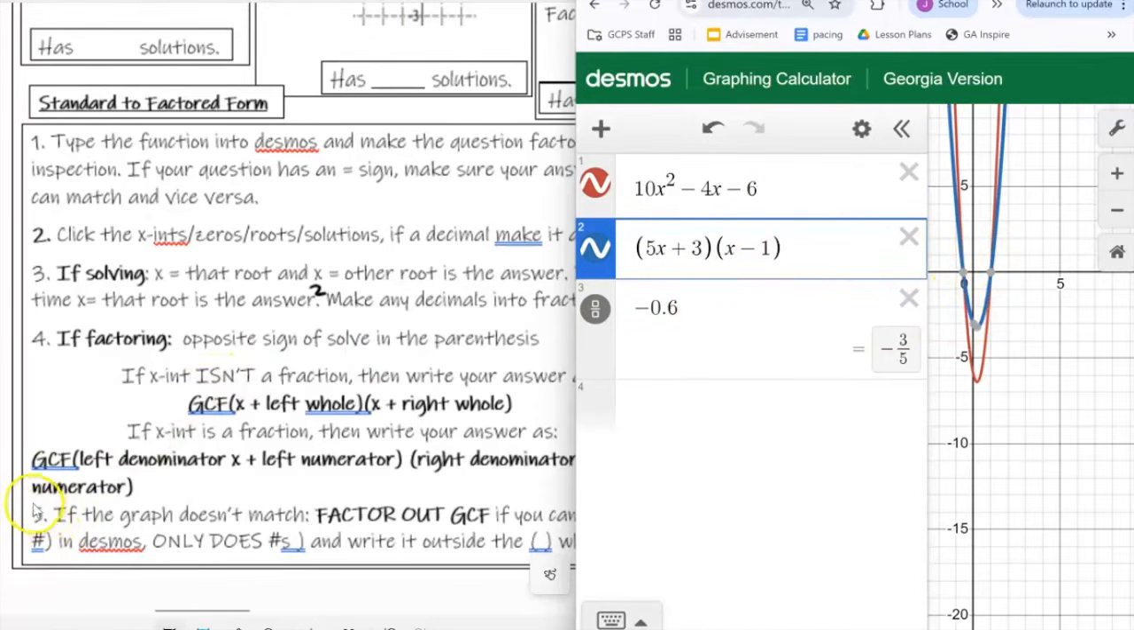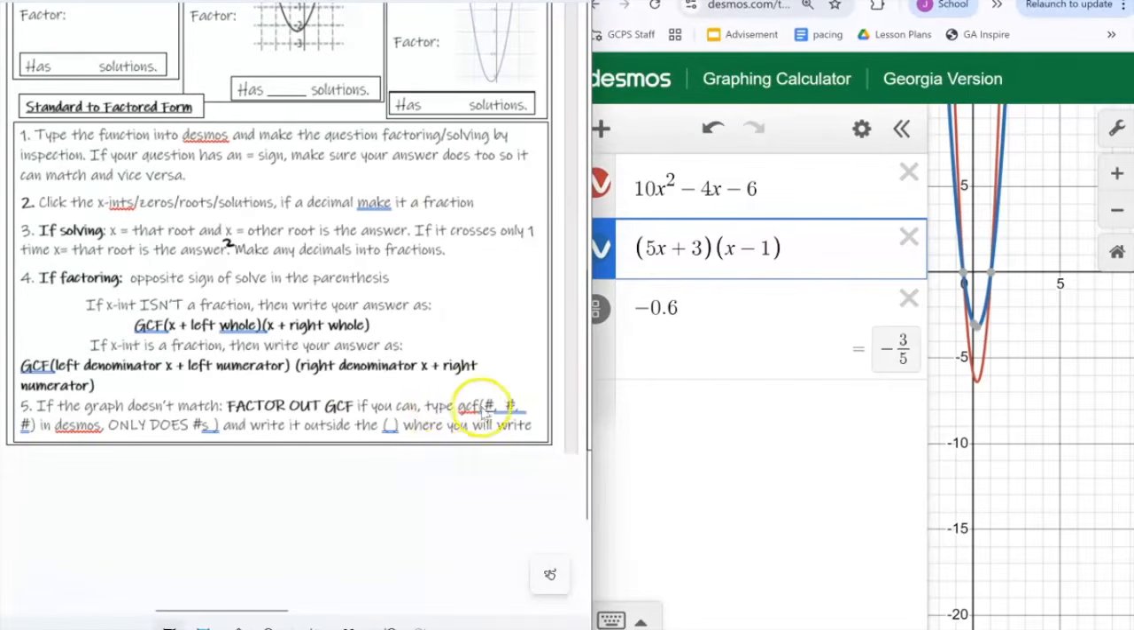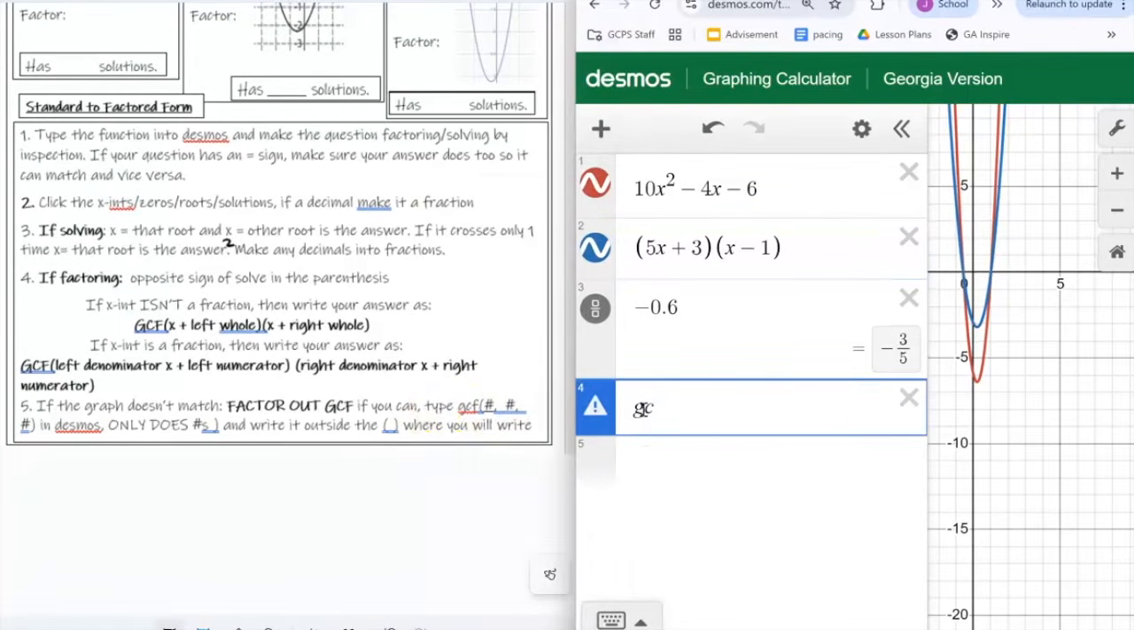So I said in the very beginning of this video, if the graphs do not match and you've matched the questions with the answer, it's because there is a GCF. What is a GCF? It's the greatest common factor. So if the graph doesn't match, factor out the GCF if you're able to. So I'm going to type GCF and then parentheses, and it says put in the numbers separated by commas, just the numbers. So what is the number? Mine is 10, comma, what's my next number? Negative 4. Comma, what's my last number? Negative 6. And it's going to tell you the GCF is equal to 2.